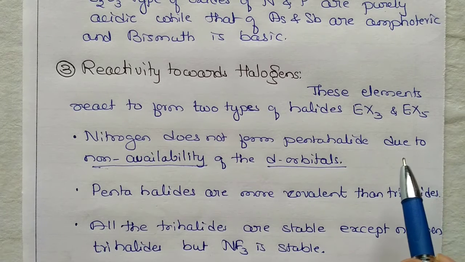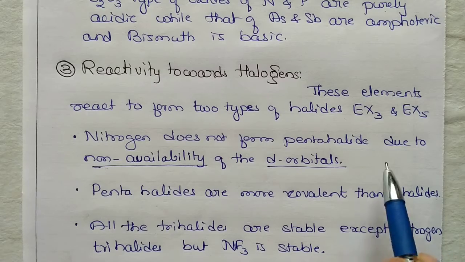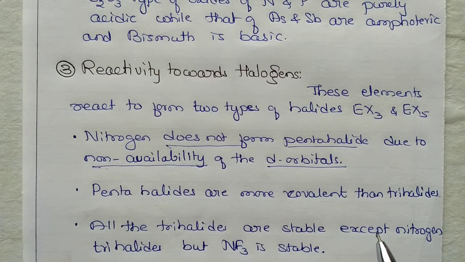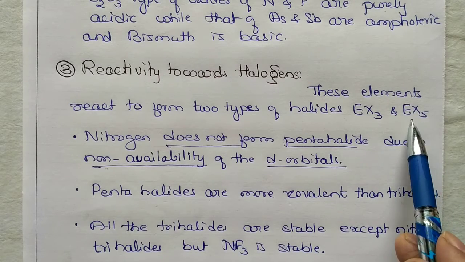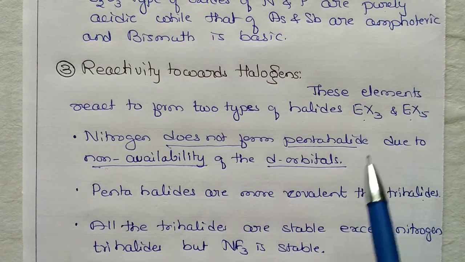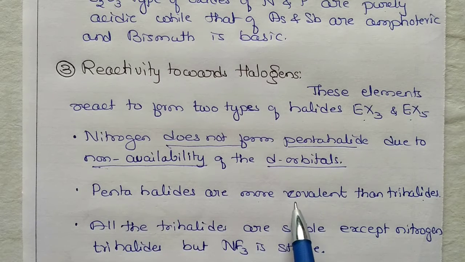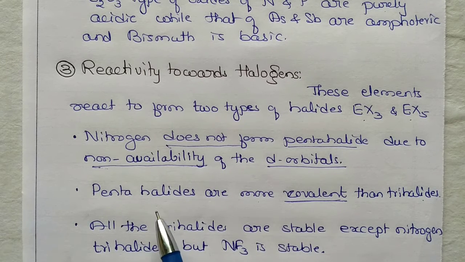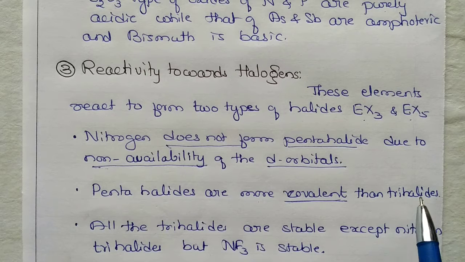There is no NCl5, no chance of NF5. So nitrogen does not form a pentahalide. Pentahalides are more covalent than trihalides. This is a pentahalide, this is a trihalide. Pentahalides are more covalent in nature, with sharing of electrons, than trihalides. These points are important for objective type questions, where you have to apply them.